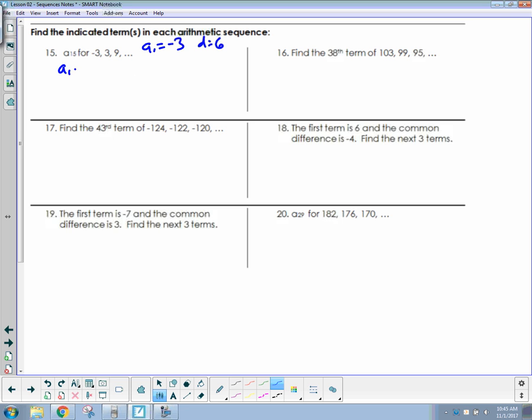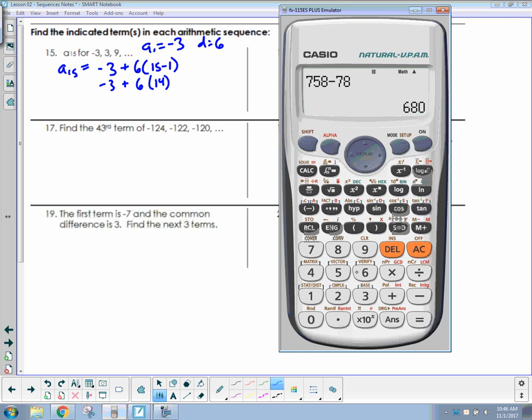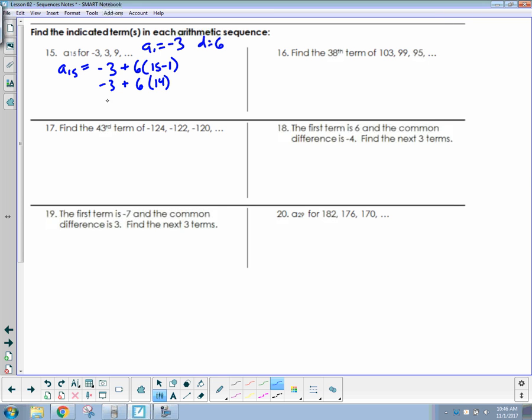So, negative 3 plus 6 times 14. I don't know what 6 times 14 is. We get 84. So, negative 3 plus 84 equals 81. Find the 38th term for 103, 99, 95.